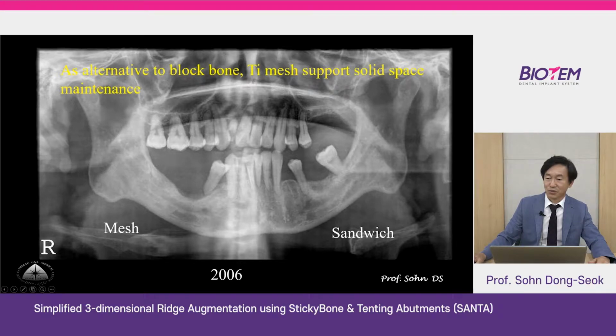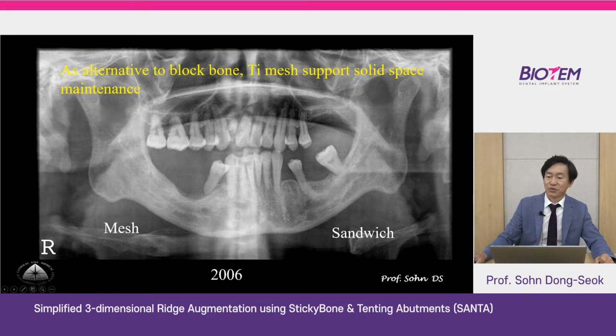Take a closer look at the huge vertical defect here. Maybe more than 10 millimeters, about 15 millimeters of vertical augmentation was needed on the right posterior mandible. So intraoral block bone is not suitable for this augmentation, or you need to use iliac bone crest or other techniques. But as I mentioned before, iliac bone graft showed about 50% resorption over time.